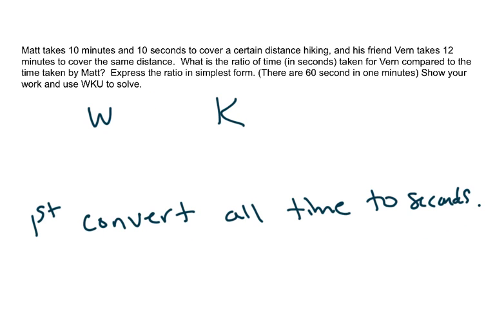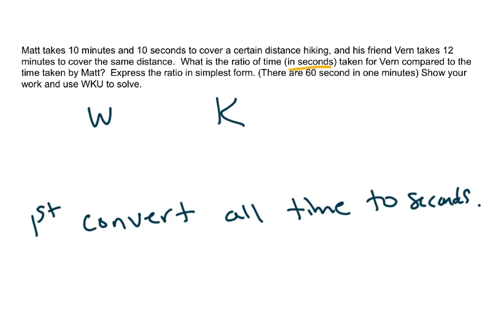So Matt takes 10 minutes and 10 seconds to cover a certain distance hiking, and his friend Vern takes 12 minutes to cover the same distance. What is the ratio of time in seconds? That's really important, guys. In seconds taken for Vern compared to the time taken by Matt. Express your ratio in simplest form, and I'm telling you here, there are 60 seconds in 1 minute.